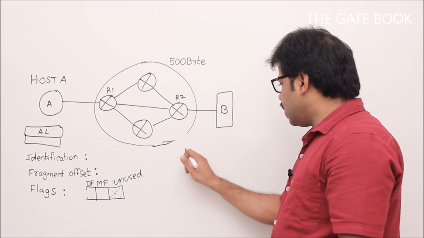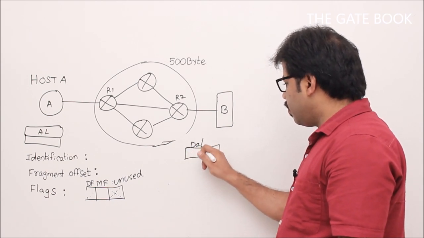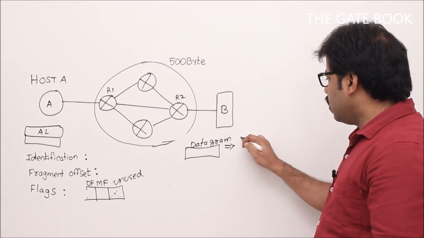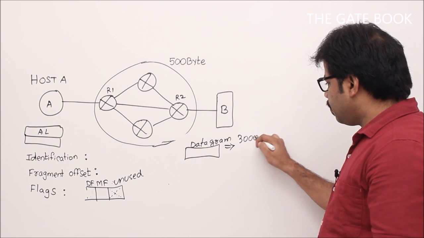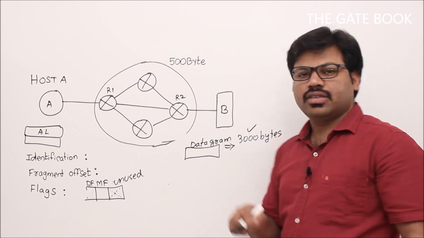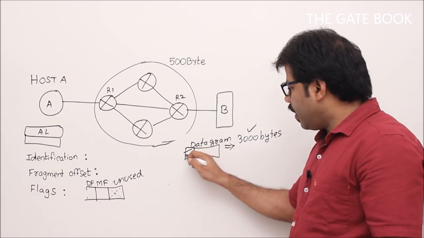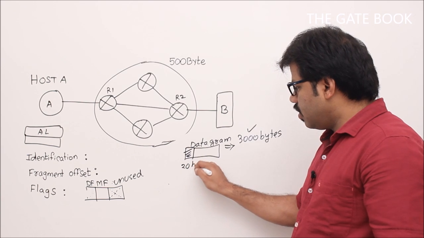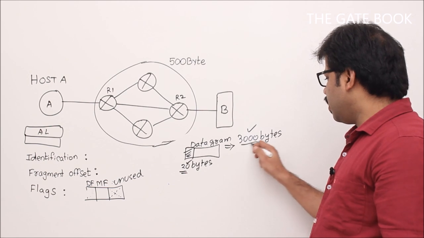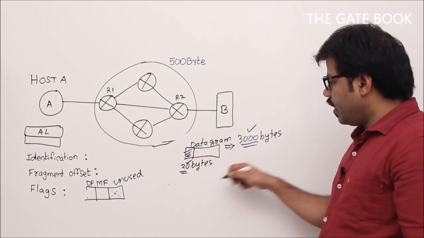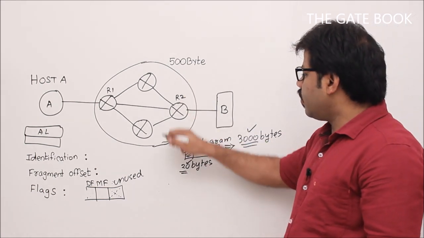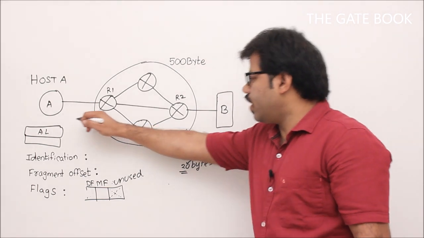So finally the problem is like this. You have a datagram. Assume for simplicity that it has something around 3000 bytes. That means the entire datagram is 3000 bytes. Assume that in that, 20 bytes are header, no options for simplicity. So header size is 20 bytes and 3000 bytes is the total datagram, that means including the header.